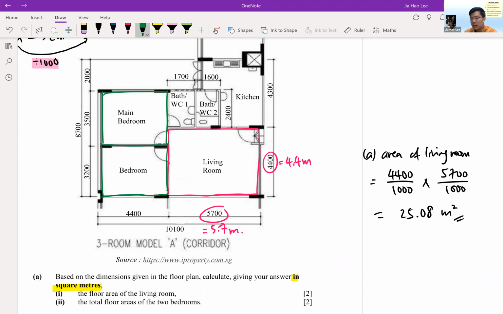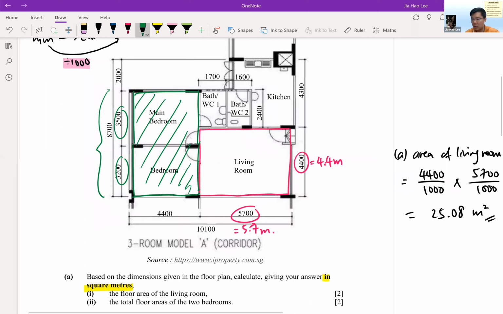Now, these 2 bedrooms are side by side. And you'll notice that when you draw the rectangle, together they form a bigger rectangle. Let me just shade it for you like that. Because the wall in between them, we just assume that it is of negligible length. Now that means that the length of this rectangle should be these 2 added up together. So I just do my working at the side here. That's 3200 and 3500. So 3200 plus 3500 together is 6700, which means it's 6.7 meters.